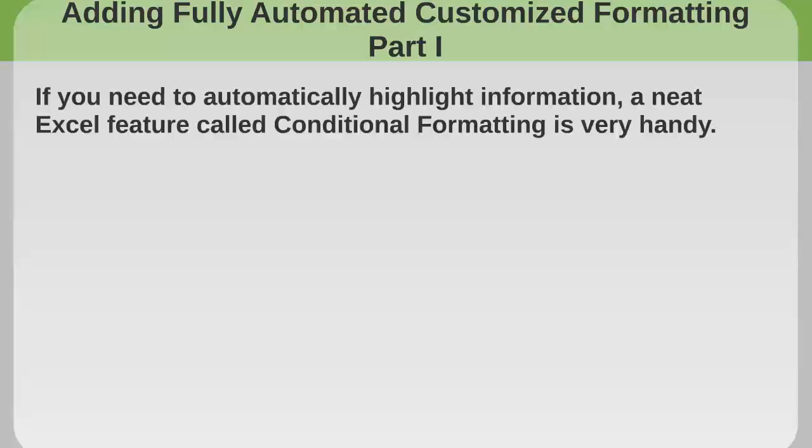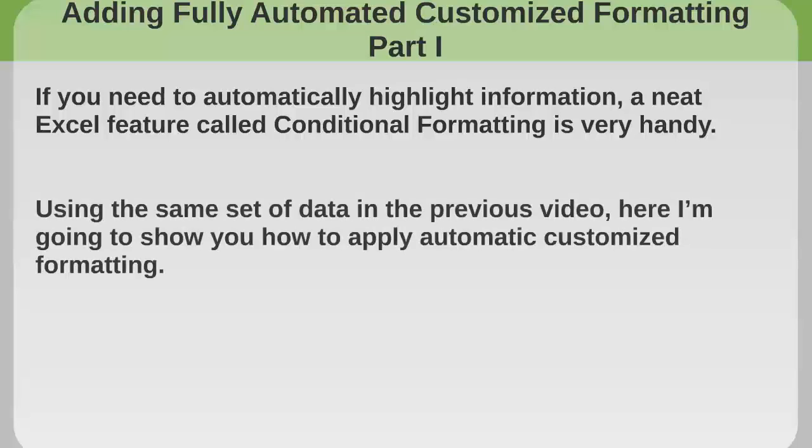So if you need to automatically highlight information, a really neat Excel feature called conditional formatting becomes very handy. I'll show you how it all works in just a minute, but first I want to talk about it briefly. Using the same set of data from the previous video, where we selected it and it turned yellow after we sorted it, I'm going to show you how to apply automatic customized formatting to it, why you need to do that, and how it works. I'm going to give you some real life examples of why you're going to be using conditional formatting, so it jogs your mind about real life situations you can use this for.